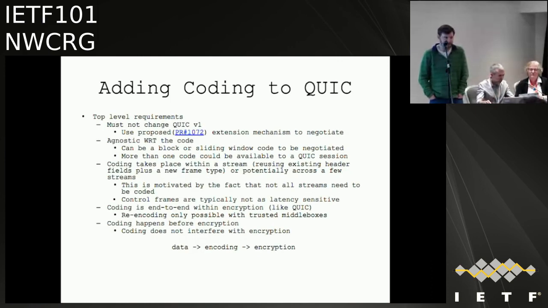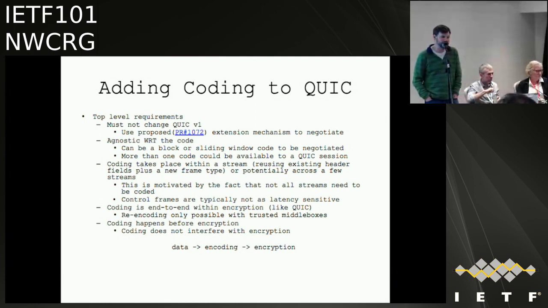So the top level requirements, number one, we don't want to actually change QUIC V1. The current proposal is to use the extension mechanism where we would negotiate one or more forward error correction frames for use inside QUIC as additional frames. It should be agnostic with respect to what's actually the code being negotiated. You would be able to offer multiple extensions. Ideally, they would all have the same base frame, but the actual forward error correction algorithm being used would be different depending on the extension type. Potentially you could even negotiate two or three if that was suitable.